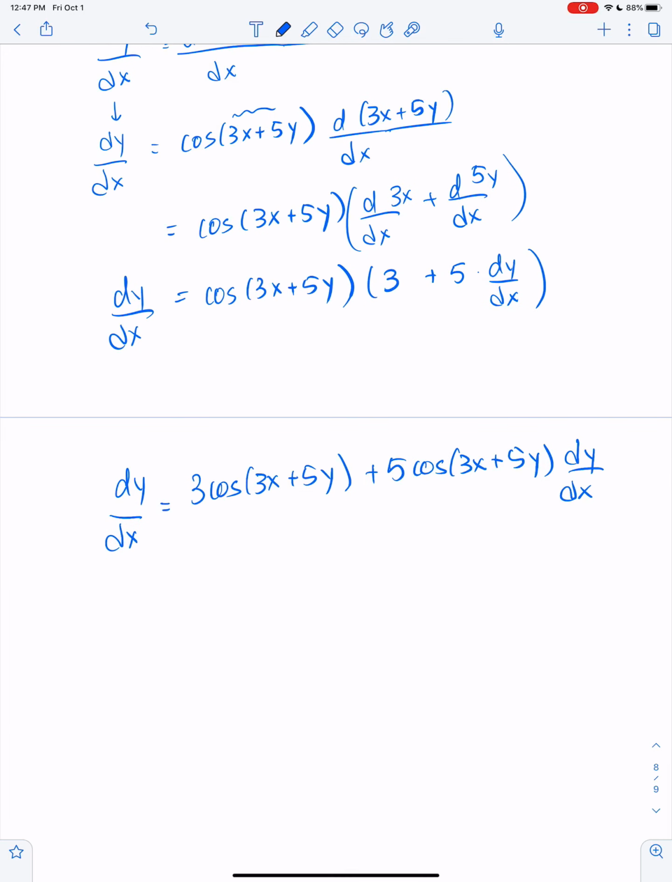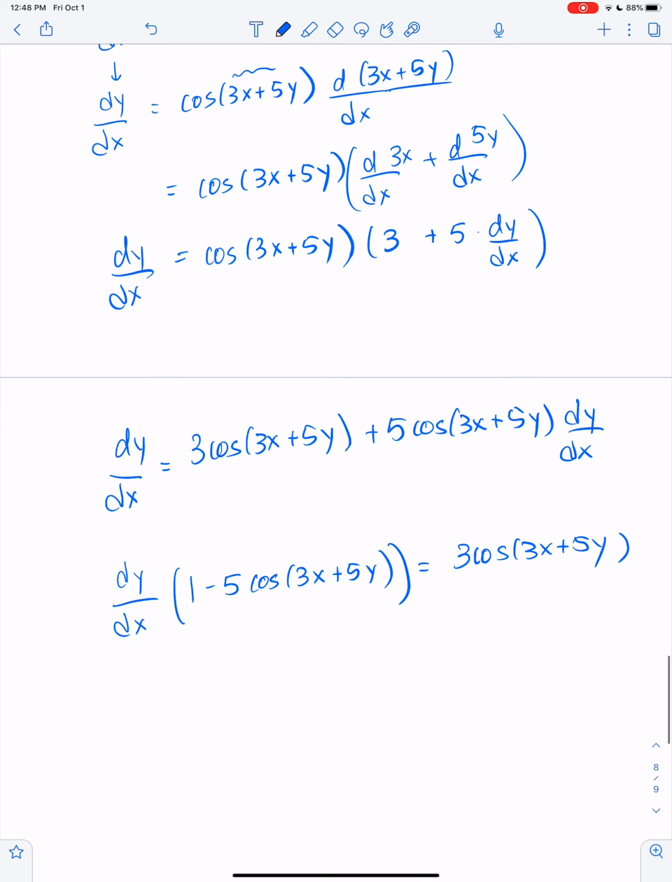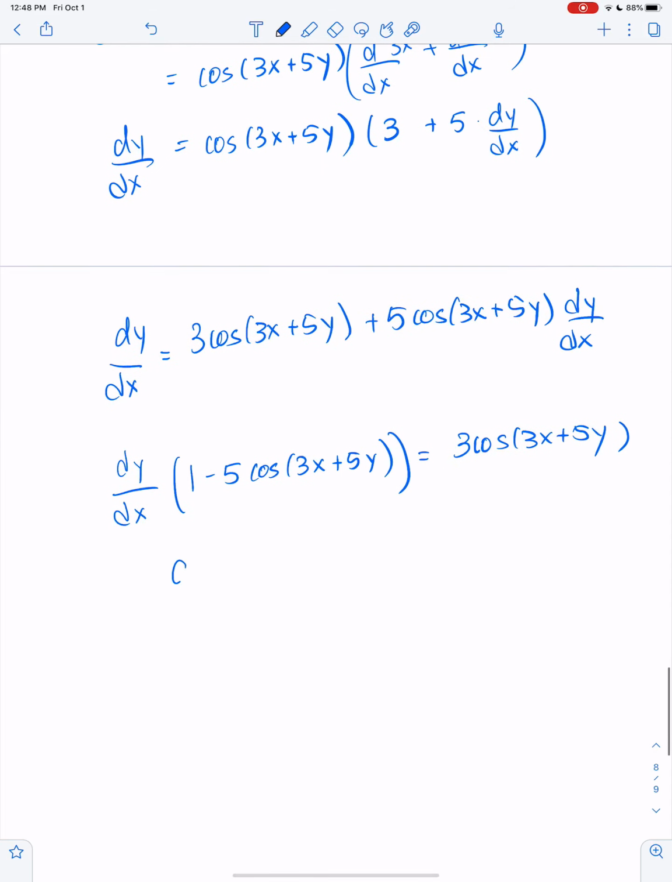Okay, solving for dy dx, and get used to this algebra slowly, or fast really. dy dx times 1 minus 5 cosine 3x plus 5y equals 3 cosine 3x plus 5y. At this point, you can pause the video, make sure you fill in the gap, and then move on. So then you have dy dx equals 3 cosine 3x plus 5y over 1 minus 5 cosine 3x plus 5y.